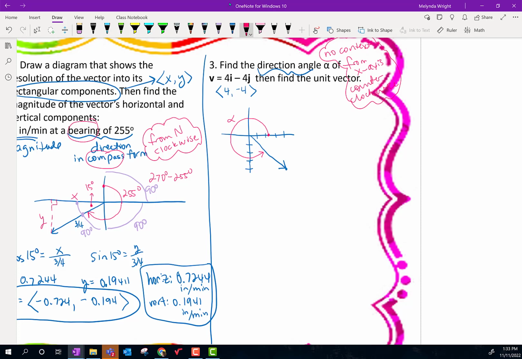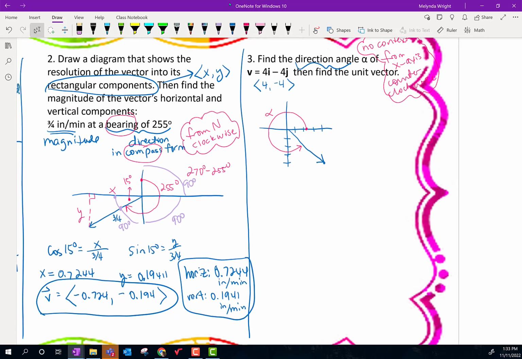That's a regular old direction, no compasses. Notice the vast difference in the way that I'm drawing both of those. If you look at number 2, see how that angle measure was drawn out, starting at the north, going clockwise. But number 3, it's a regular old direction. We're starting at the x-axis and we're going counterclockwise. Okay.